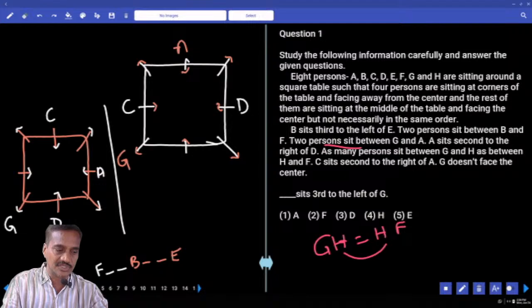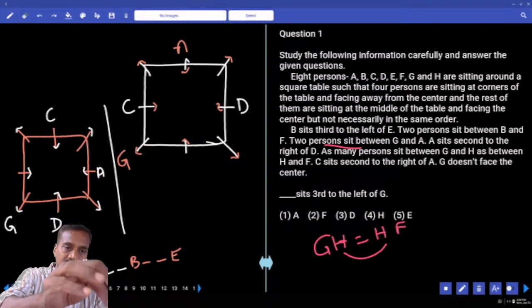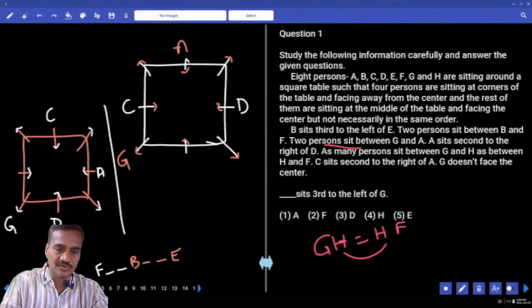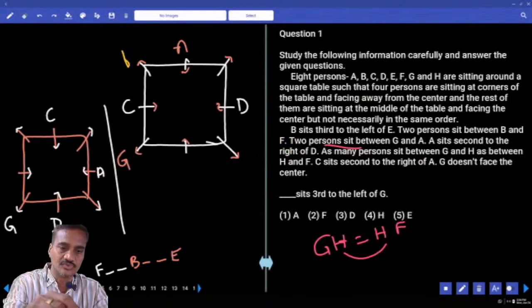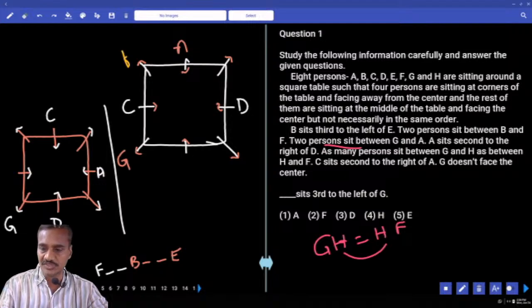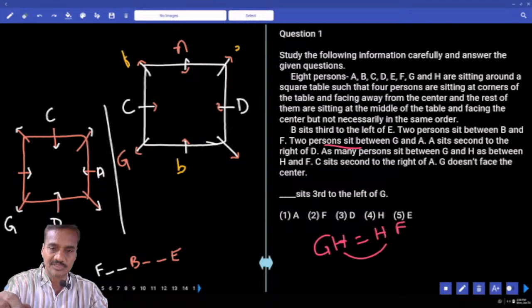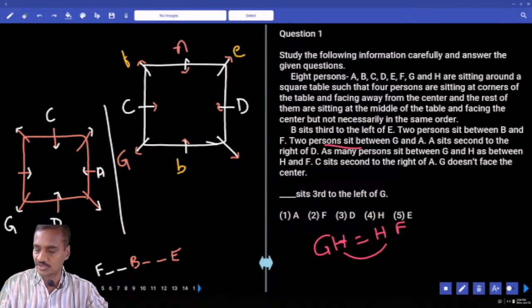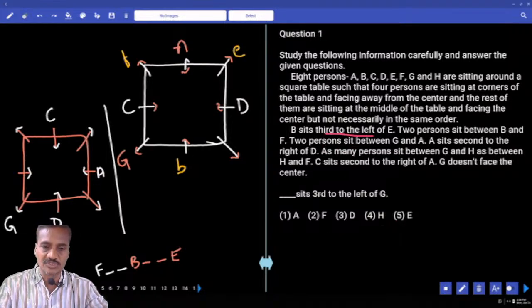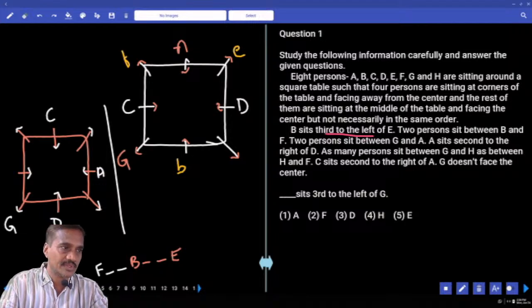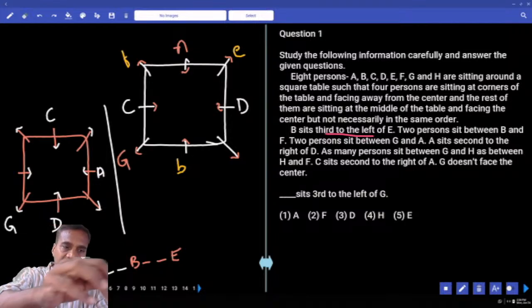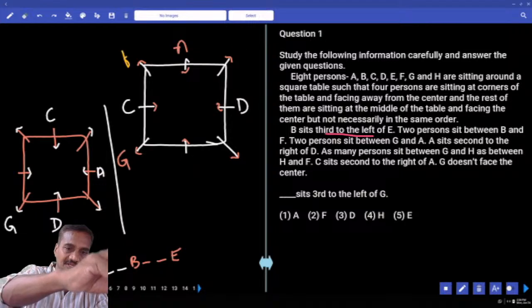Now let us start with this F. Now where can we have this F? Then let us check for this F. Can we have F at this place? Now if F is here, then what is the information we have? There are 2 persons between B and F, so B can be here. And if B is here, then next who must be here? E must be here. Is it possible or not? Check the directions. B sits to the left of E. Is it true or false? That is false. Hence we cannot have F at this place.